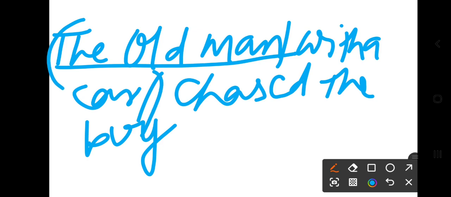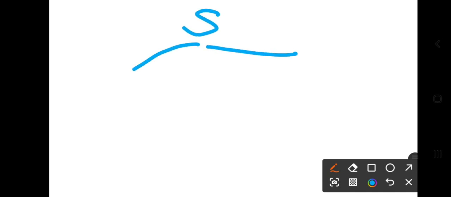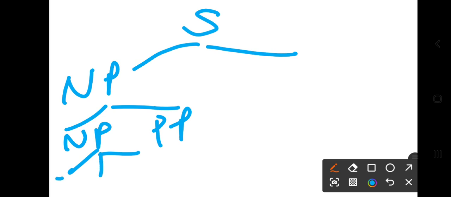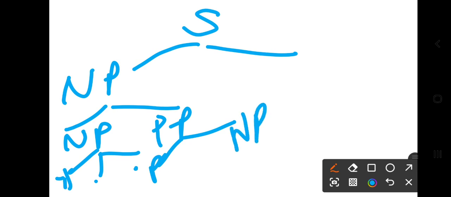In this noun phrase, man is the noun, but there are some words before and after it. So sentence, then a noun phrase: the old man, again a noun phrase, and with a car is a prepositional phrase. So in the noun phrase, the is a determiner, old an adjective, man a noun. With a car: with is a preposition, and a car is a noun phrase.